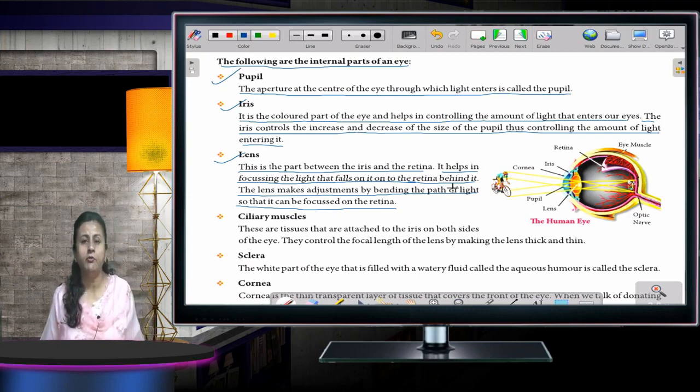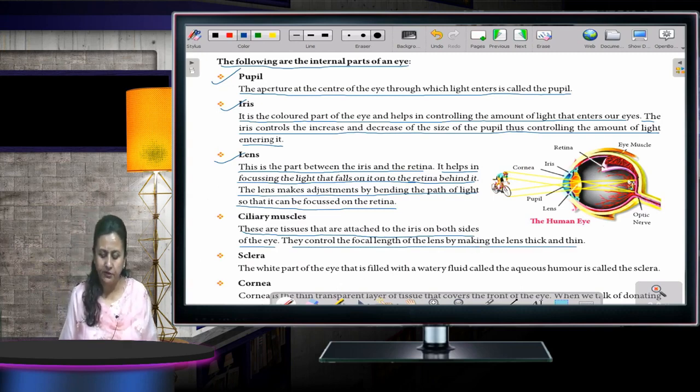Now we'll talk about ciliary muscles. These are tissues that are attached to the iris on both sides of the eye. They control the focal length of the lens by making the lens thick and thin. Now we'll talk about the next one.